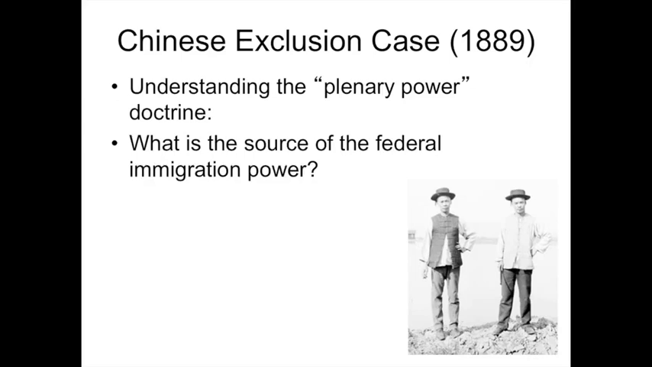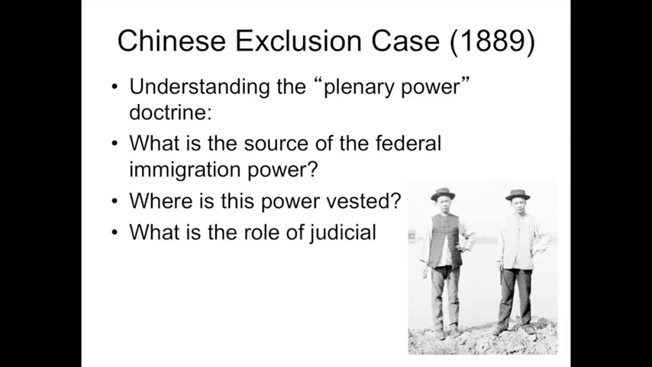What is the source of the federal immigration power? Where is this power vested? And what is the role of judicial review? It may surprise many of us to learn that the constitutional doctrines that define immigration law today in the United States were formed during the era of the Chinese Exclusion Act. Congress in 2011 apologized for the Chinese Exclusion Act that was passed first in 1882.